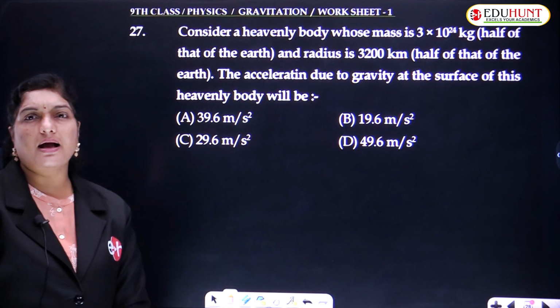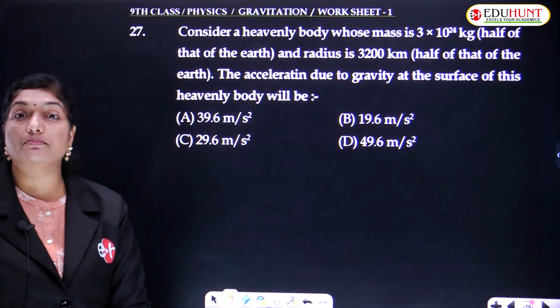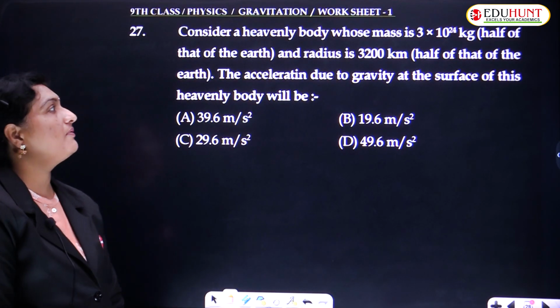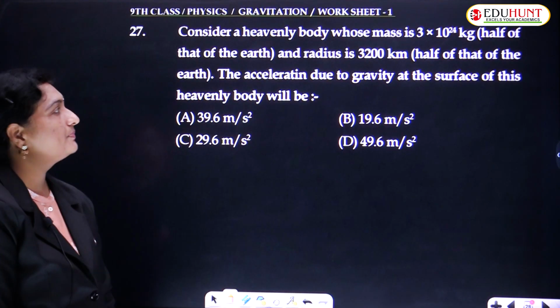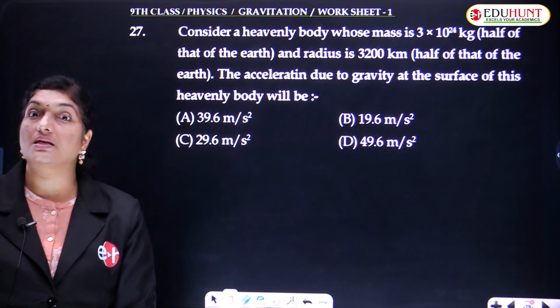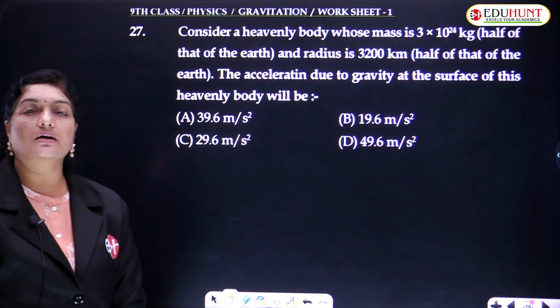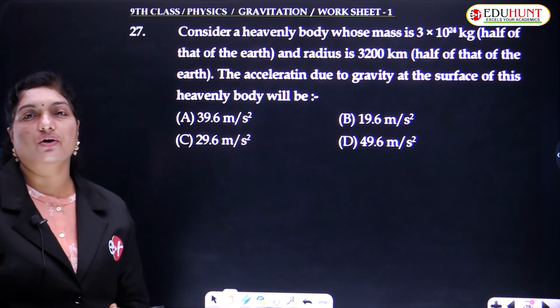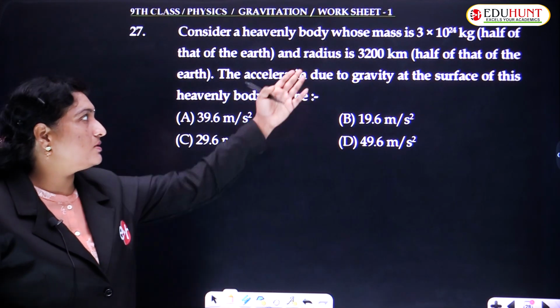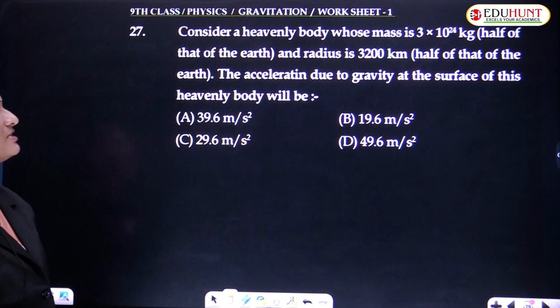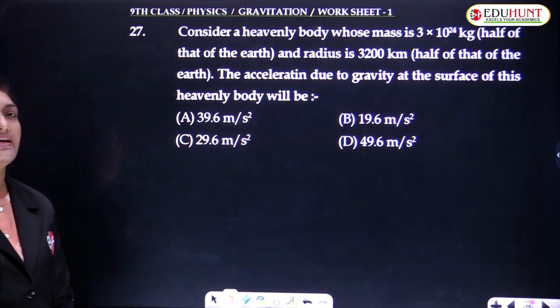Do you remember the mass of the earth? It's 6 into 10 power 24. Half of the mass of earth is 3 into 10 power 24. That is what is given. Similarly, radius of the earth is 6,400 kilometers. Half of 6,400 is 3,200. So 3,200 kilometers, that is half of the radius of the earth. The acceleration due to gravity at the surface of this heavenly body is?